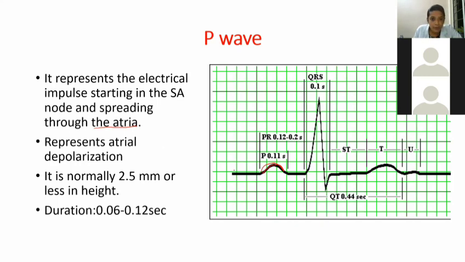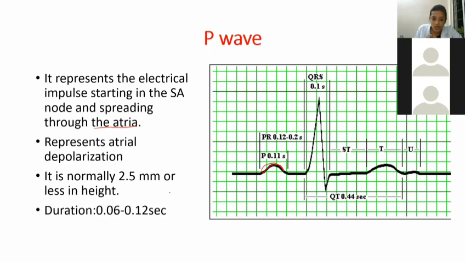So in this time, what will be happening? Atrial contraction will be happening. That means the atria will eject the blood to the ventricles. Normally the P wave is 2.5 mm or less in height. Duration is 0.06 to 0.12 seconds. So this is about the P wave.